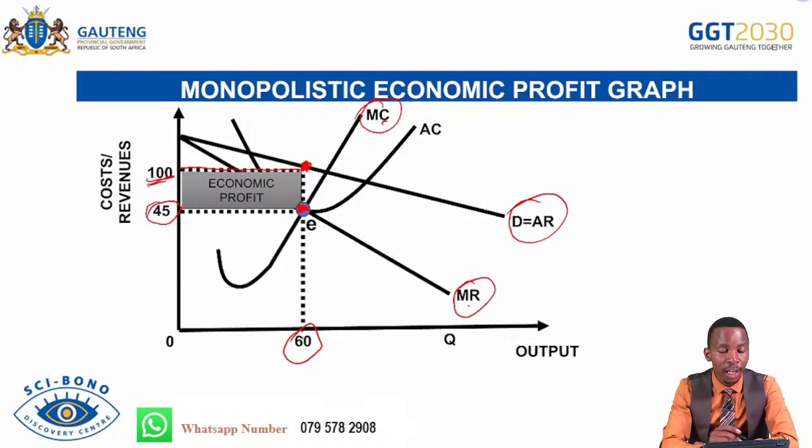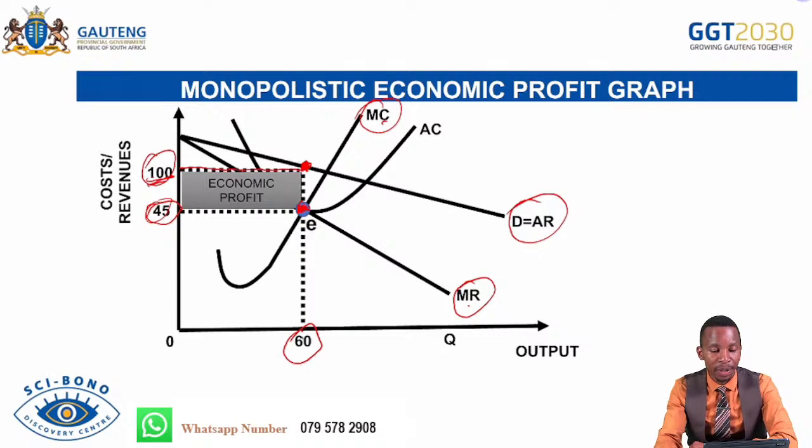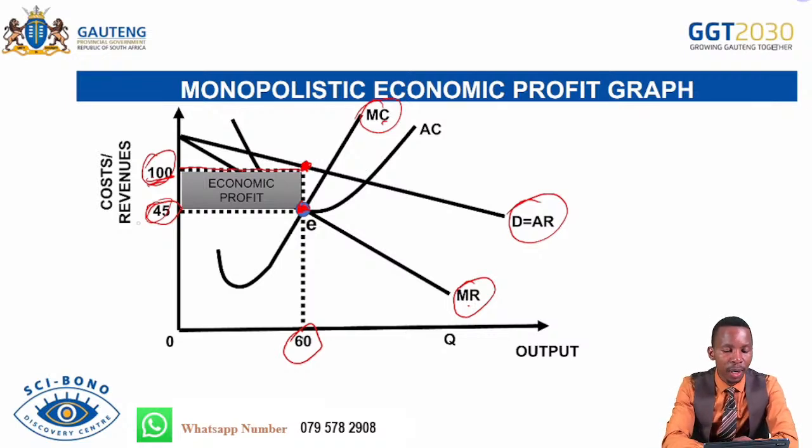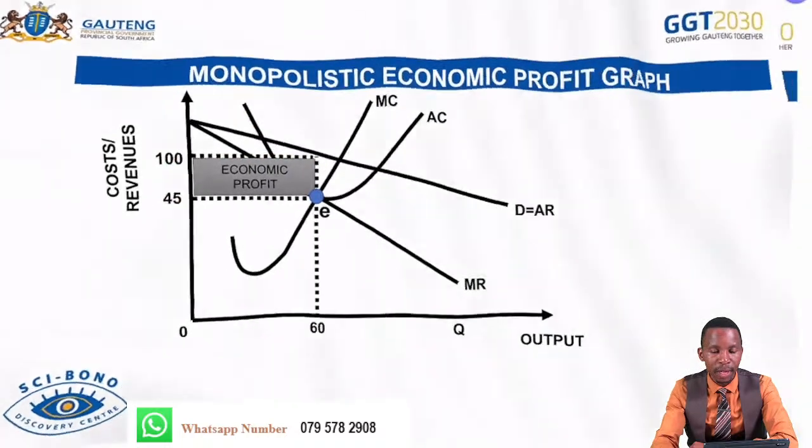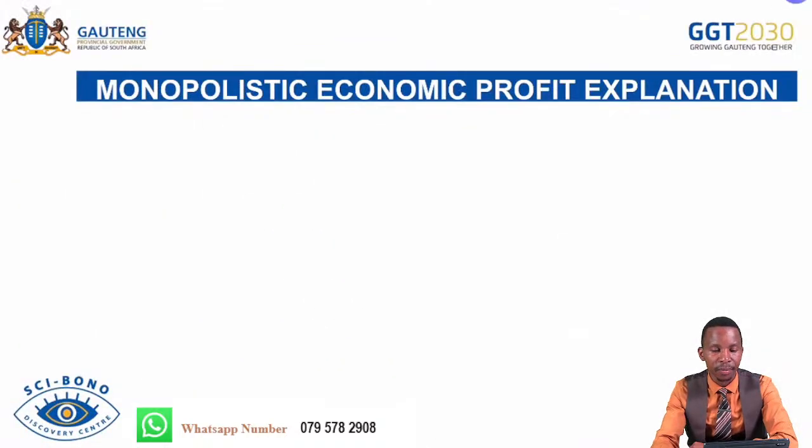You can see that economic profit is indicated in the shaded area, showing that revenues are more than the cost incurred in the business. So we call this 45 the profit maximization price, and that is our selling price, which is 100 up there. The firm is making economic profit. And then the graph will be explained.